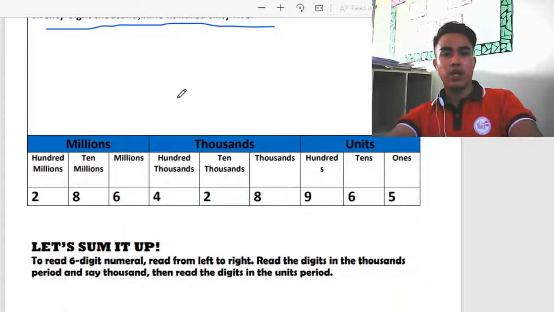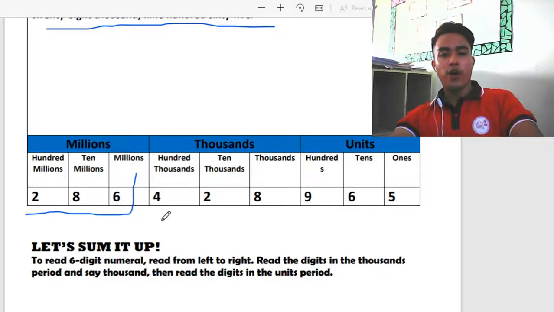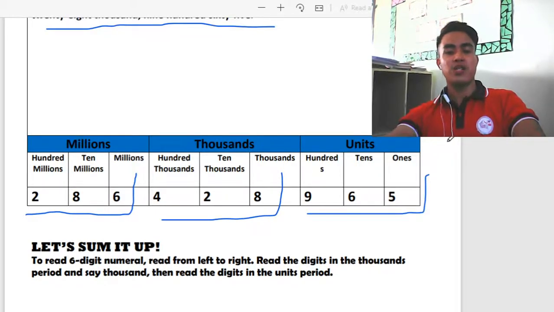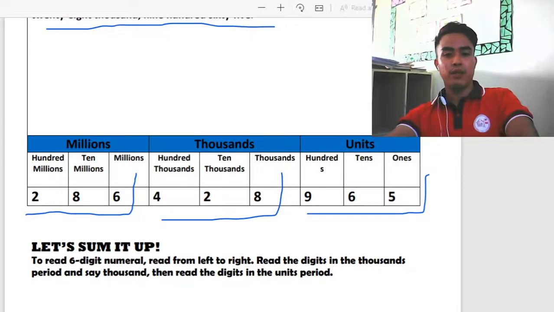So you can have your chart in here below. A place value of ones, tens, hundreds, thousands, 10,000s, 100,000s, millions, 10 millions, 100 millions. Or we can read it as 286,428,965. Just like that. Very simple.